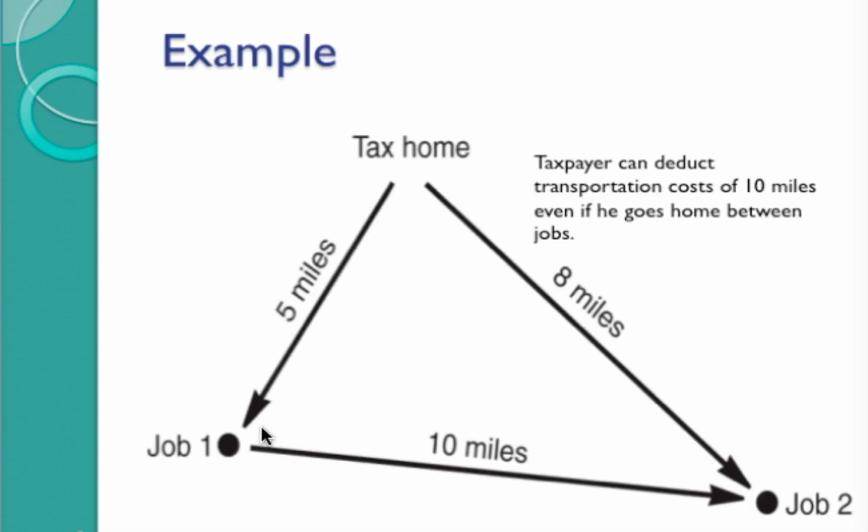Now, if you decide between job 1 and job 2 that you're going to go home to your tax home and then go from your tax home to job 2, you are still only allowed the deduction related to the distance between job 1 and job 2. Or in other words, in this slide, instead of from job 1 to tax home's 5, plus tax home to job 2 is 8, so 13 miles. Instead of deducting expenses related to 13 miles, you would only be able to deduct expenses related to the mileage as if you had gone directly from job 1 to job 2. This does not mean that you had to go directly from job 1 to job 2, but just that that's the mileage that you're allowed to deduct.